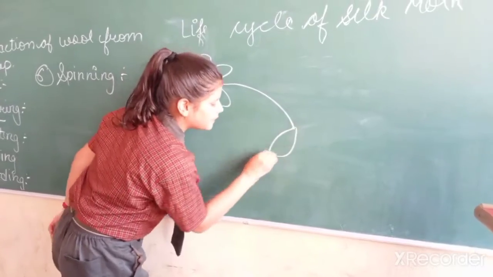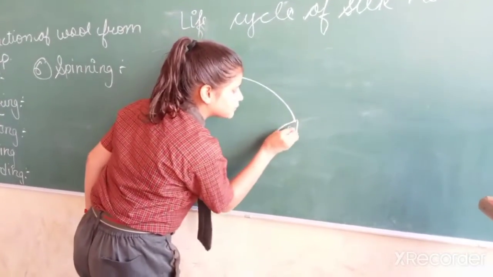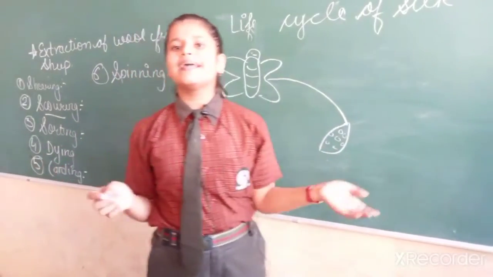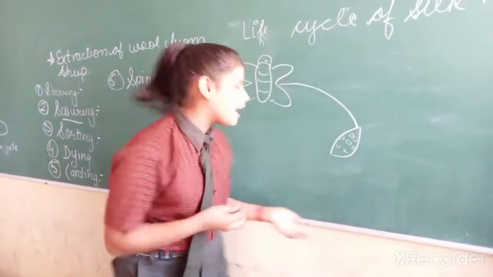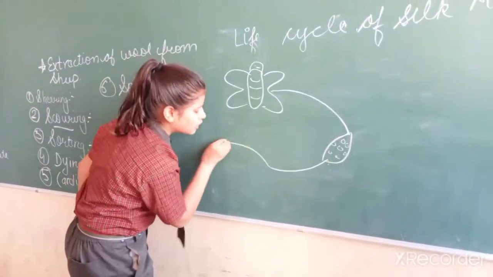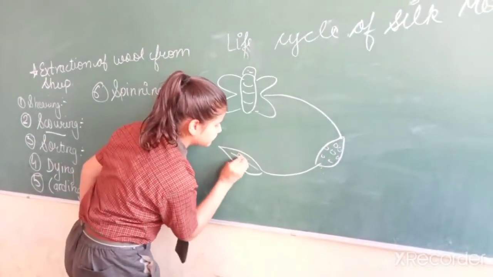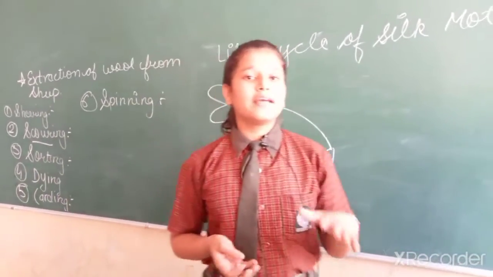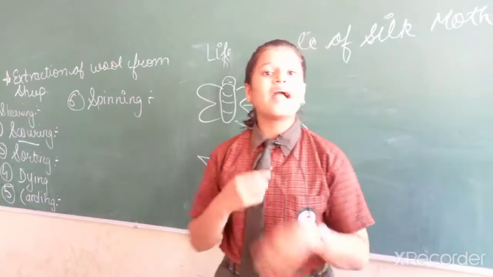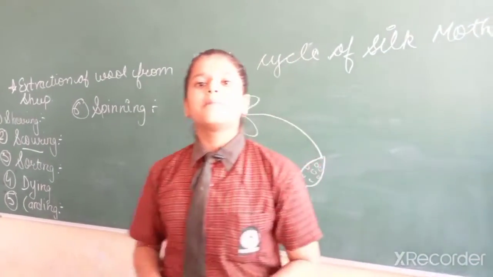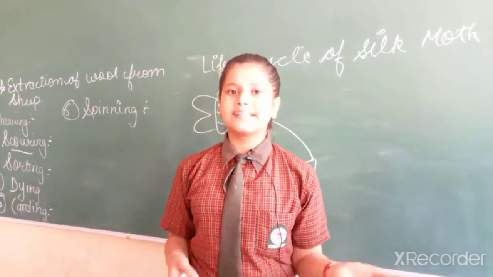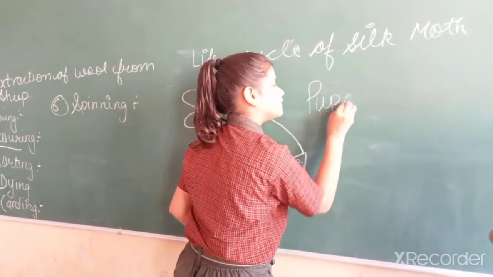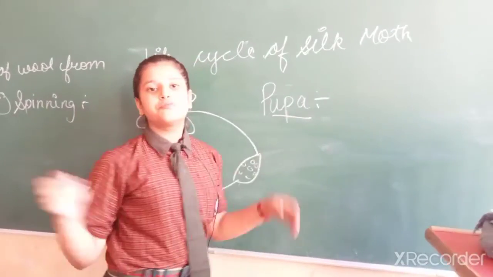On the mulberry leaves, the moth will lay many eggs. See, these are eggs. After about 20 days, these eggs will hatch into larvae. After that, for about 6 weeks, they will feed on mulberry leaves and grow in size and go into the next stage, that is pupa. Now we will learn about what is pupa.